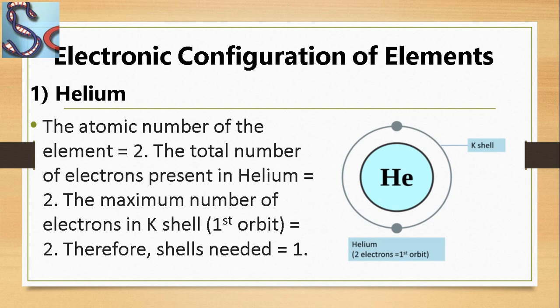Helium. The atomic number of the element is 2. The total number of electrons present in helium is 2. And the maximum number of electrons in the K shell, the first orbit, is 2. Therefore, it needs only the first orbit. Okay? Only the K shell is occupied. Helium has only 1 shell, as seen in the diagram.